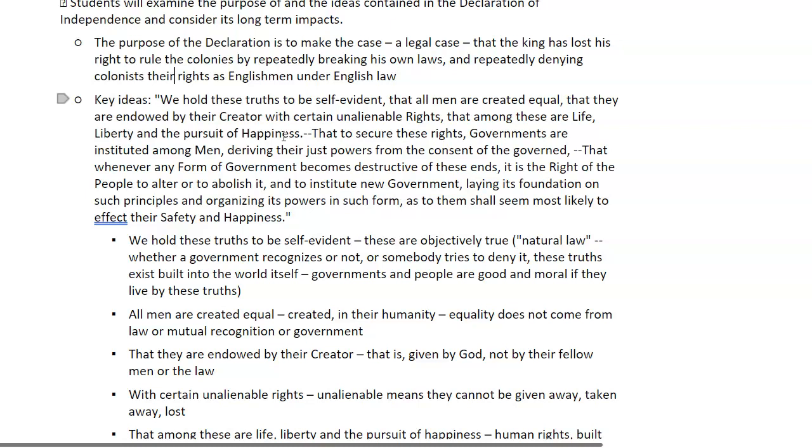The key sentence: We hold these truths to be self-evident, that all men are created equal, that they are endowed by their Creator with certain unalienable rights, that among these are life, liberty, and the pursuit of happiness, that to secure these rights governments are instituted among men, deriving their just powers from the consent of the governed, and that whenever any form of government becomes destructive of these ends, it is the right of the people to alter or to abolish it, and to institute new government, laying its foundations on such principles and organizing its powers in such form as to them shall seem most likely to affect their safety and happiness.